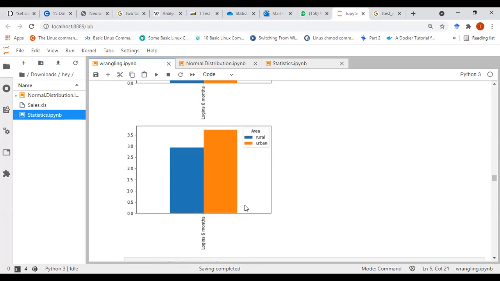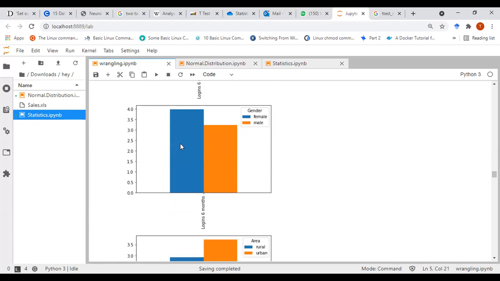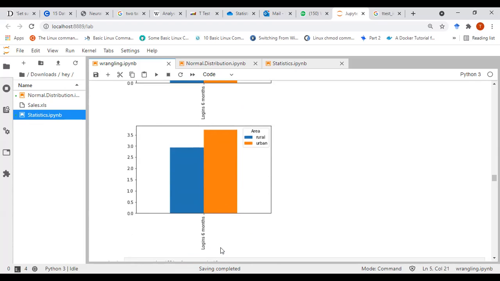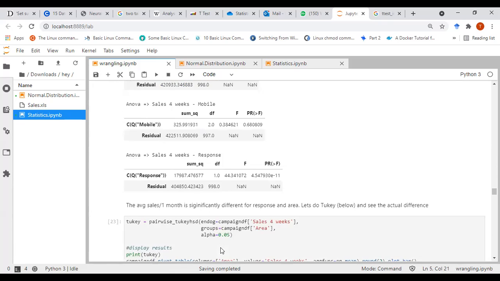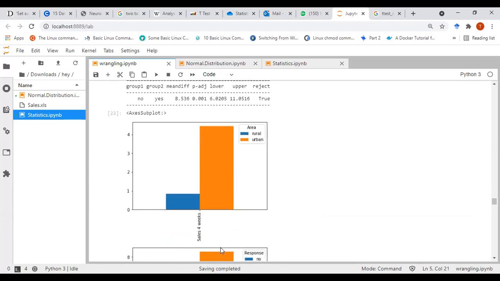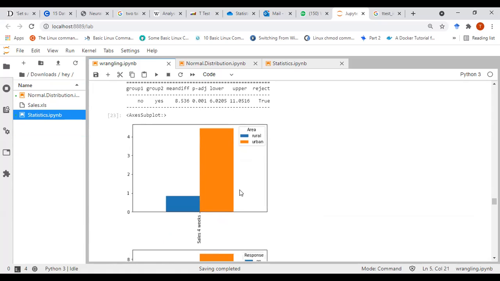And also the urban people are logging in more. People from the females. So females from the urban areas are logging in more. That's probably one conclusion. And for the sales 4 months, I have the area.